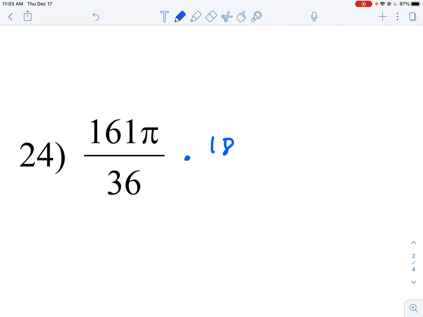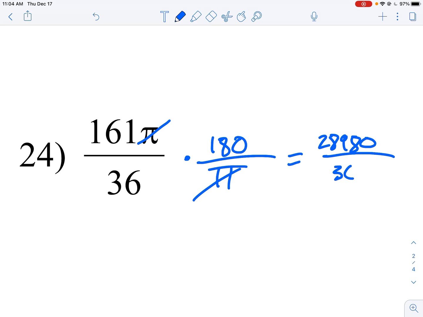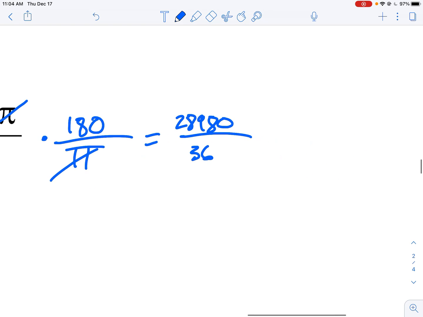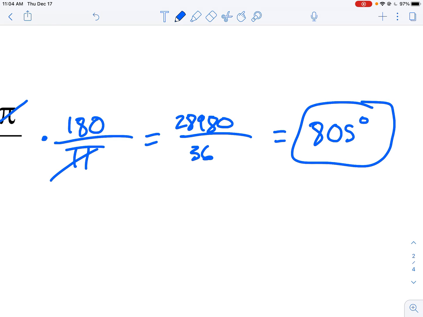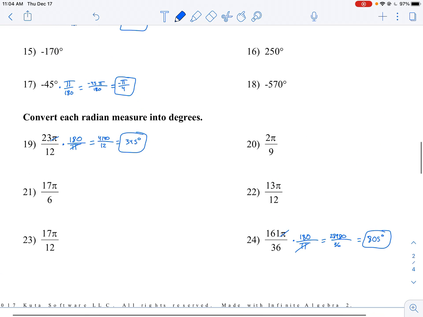Right, you times by 180 over pi, that's correct. Those are going to cancel out. Let's see, 161 times 180 is a kind of a large number, 28,980. It's going to be over 36. I believe that one's going to go evenly. Just a hunch there. We're looking at 805 degrees. So there we go. We did it, 805 degrees.